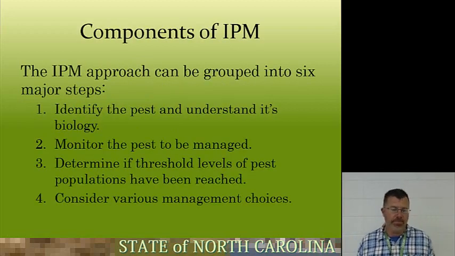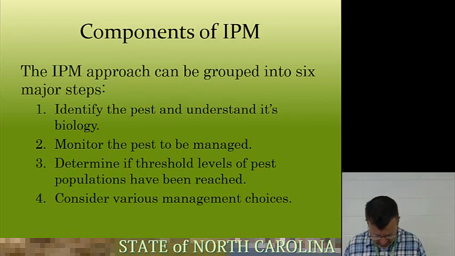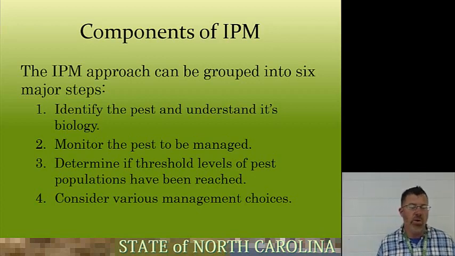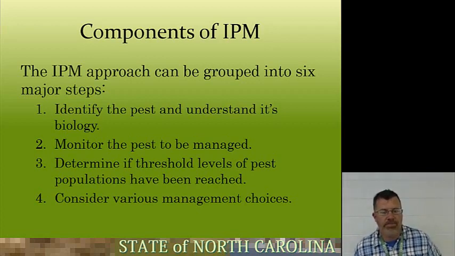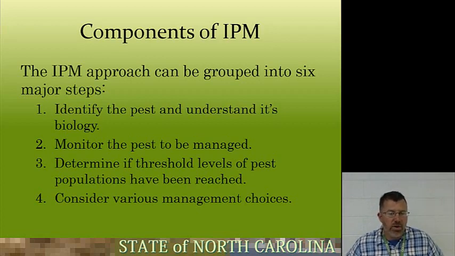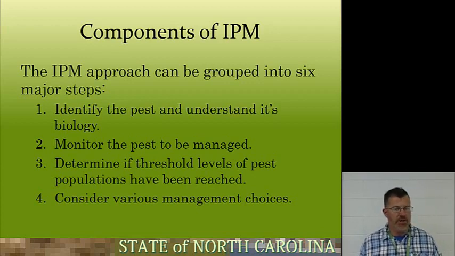Components of IPM. The IPM approach can be grouped into 6 major steps. First, we're going to want to identify the pest and understand its biology. And as we all know, not knowing what we're spraying pesticide for is the biggest problem when it comes to pest management. We don't know what it is. We've got to identify the pest. And coming from a horticulture background, guys, you're going to be able to notice damage that would actually help you identify some of the pests.